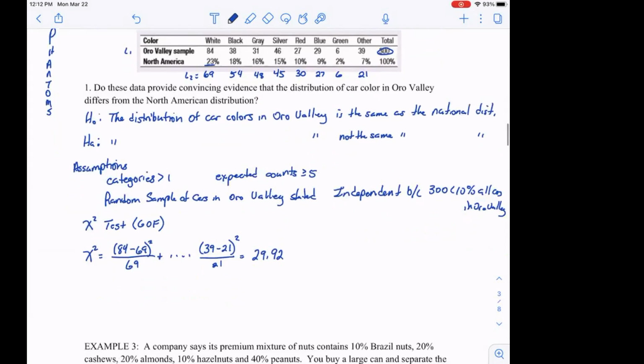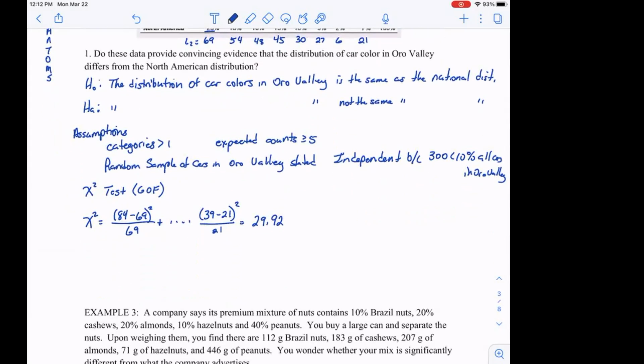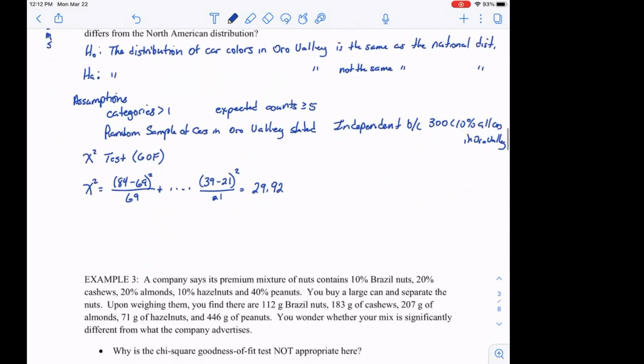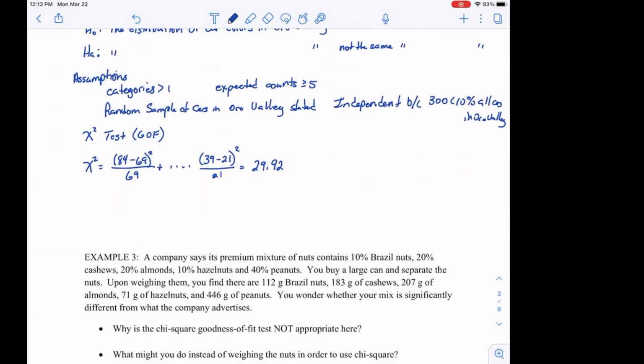Before I write the p-value up here, is that p-value going to be small or large? Because my chi-squared value is 29.92, that's very large. So that means my p-value is going to be very small. In this case, my p-value is 0.00098.